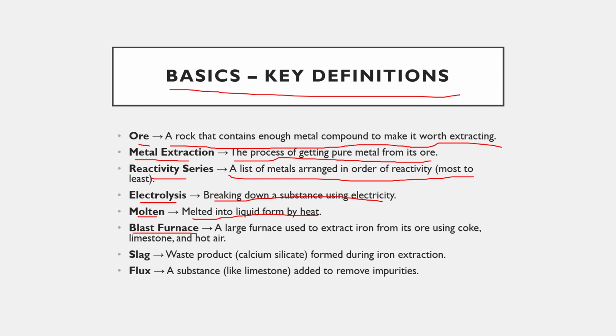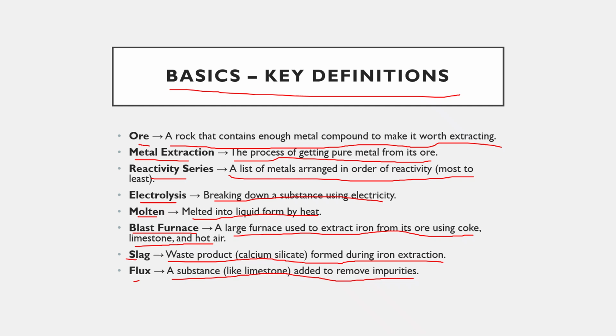Next is blast furnace, a large furnace used to extract iron from its ore using coke, limestone and hot air. Slag, a waste product. Another name for slag is calcium silicate, formed during iron extraction. Flux, a flux is a substance like limestone added to remove impurities.